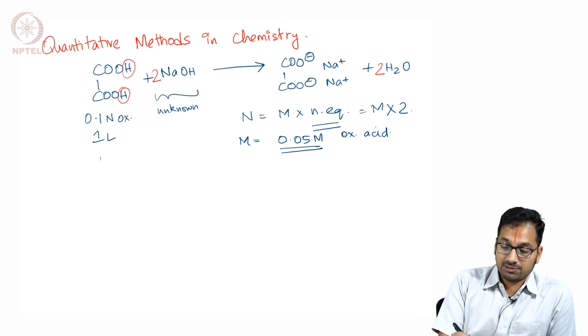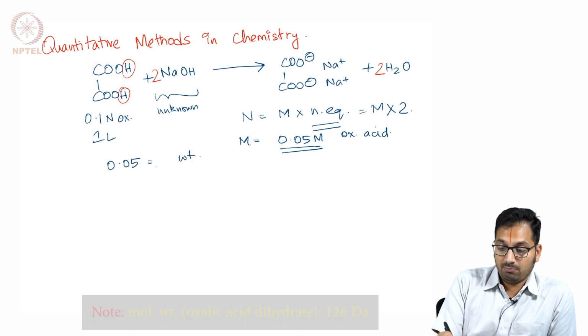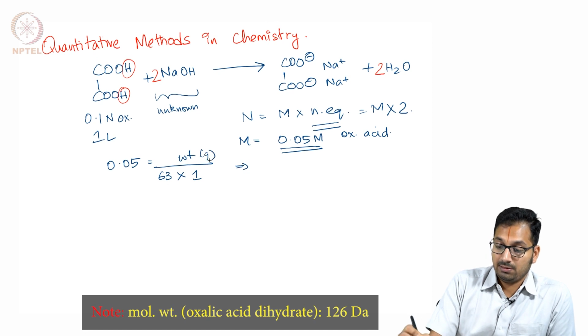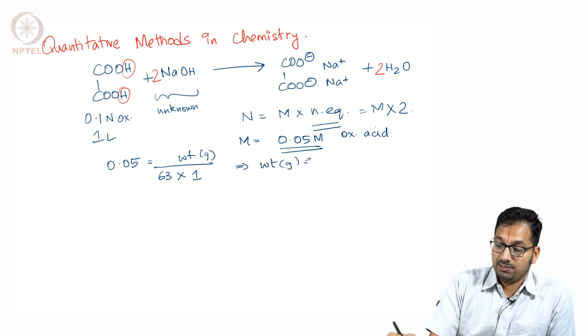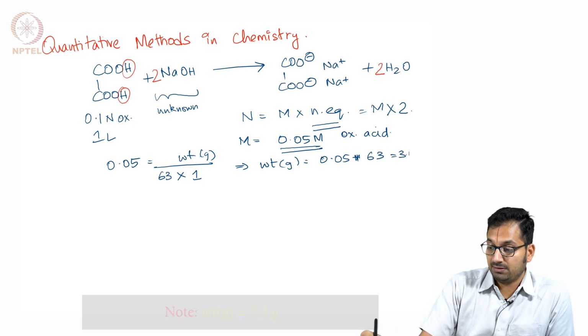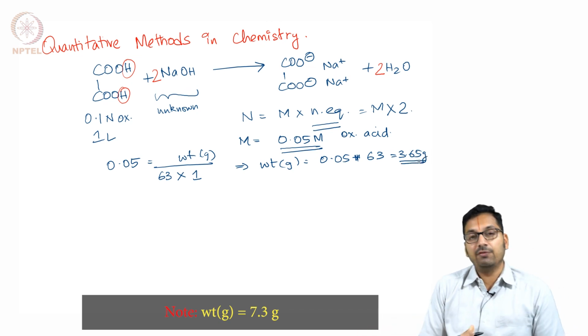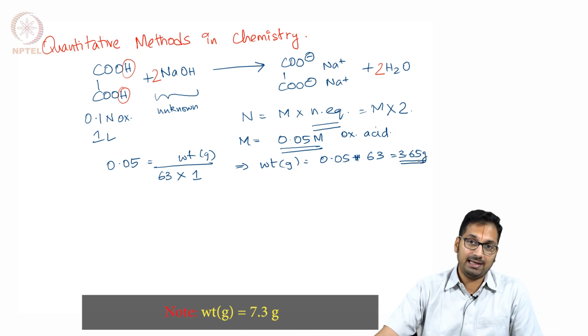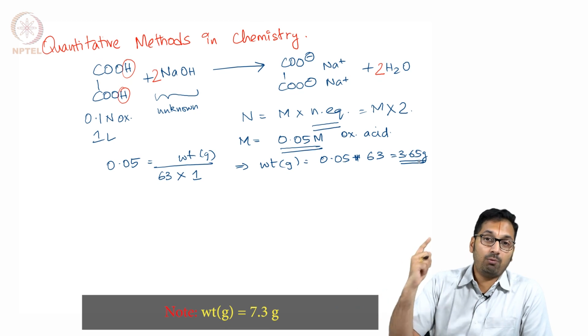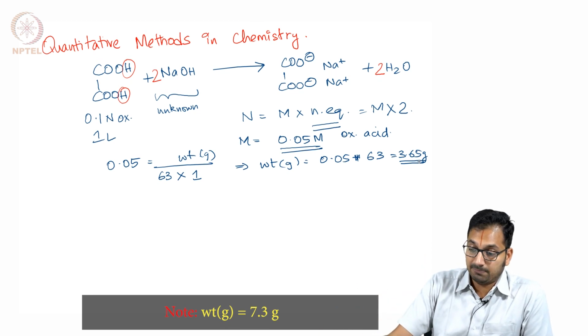So in order to do this, all that you got to do is a simple math. So weight divided by molecular weight, which I am sure we remember is 63 grams per mole, times 1 liter of solution. So this indicates that weight in grams is going to be 0.05 times 63. That happens to be 3.65 grams. So if you dissolve 3.65 grams of oxalic acid in 1 liter of solution, you end up getting 0.05 molar oxalic acid, which in this context is 0.1 normal oxalic acid.